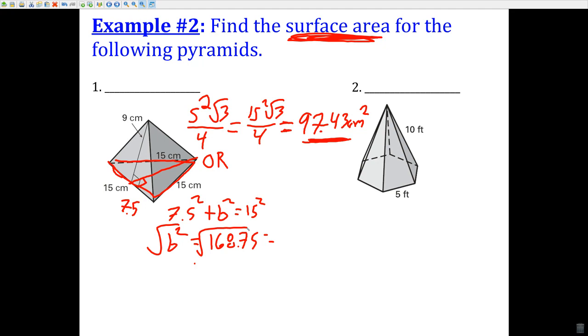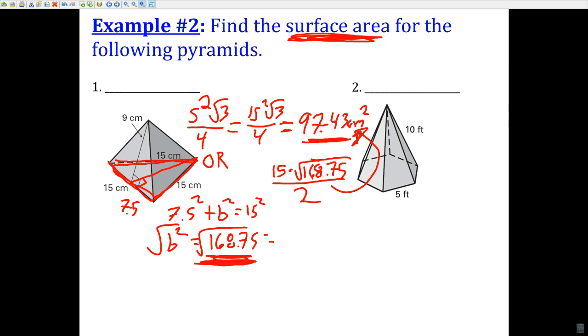But you're gonna want to use this as the thing you punch in your calculator, because then you're gonna do base times height divided by 2, because we have a triangle, right? We're finding the area of that triangle. So base 15 times height. We just found the height. That's this. Divided by 2. Once you do this, you'll actually get the same thing, 97.43, whatever.